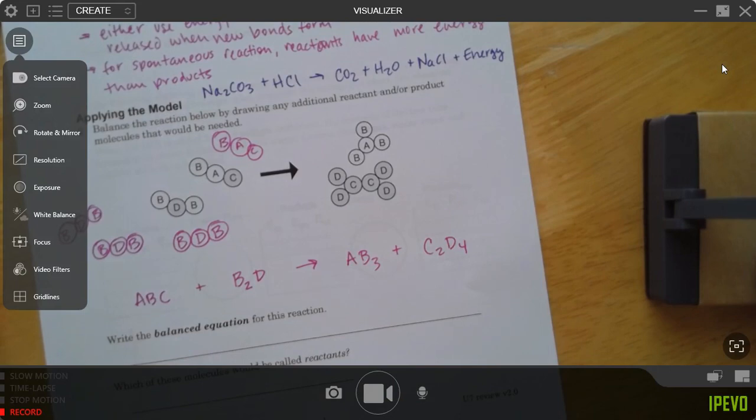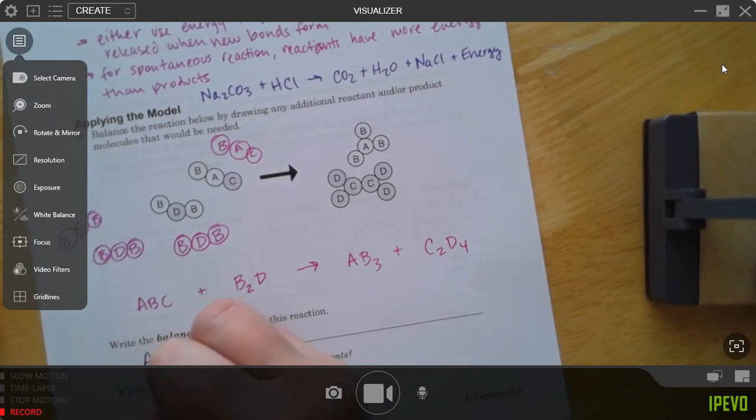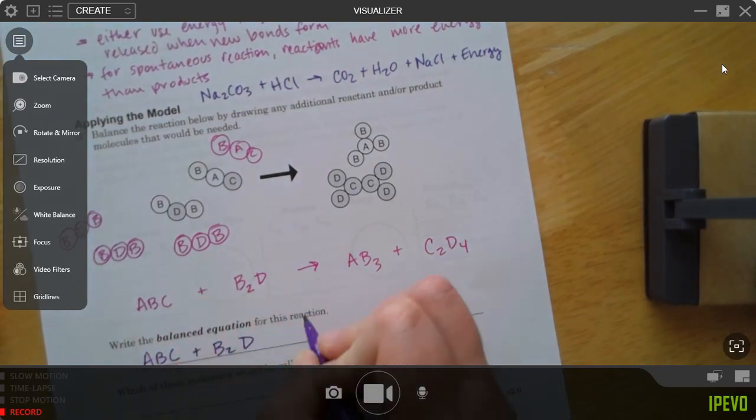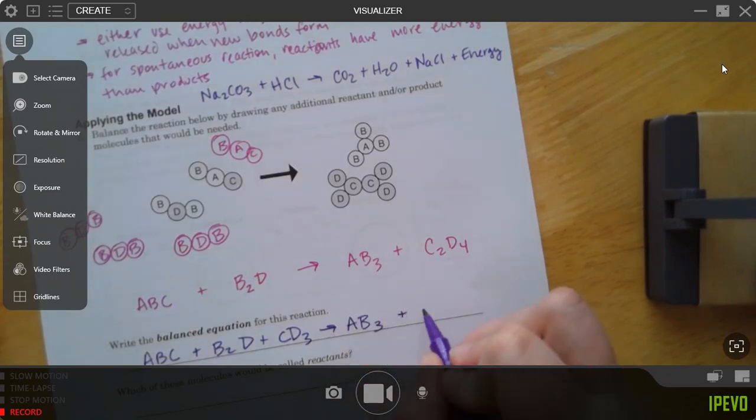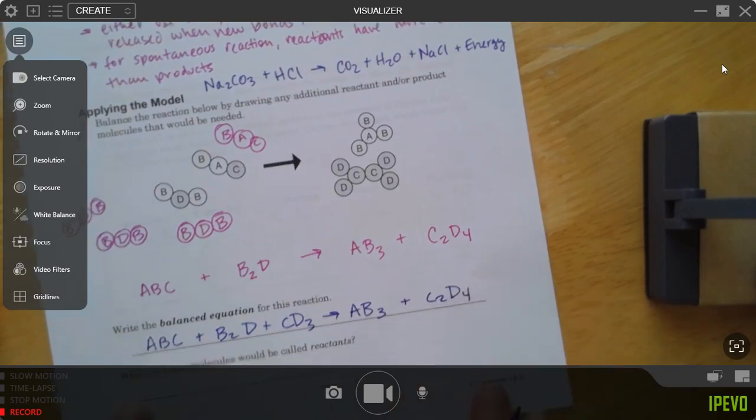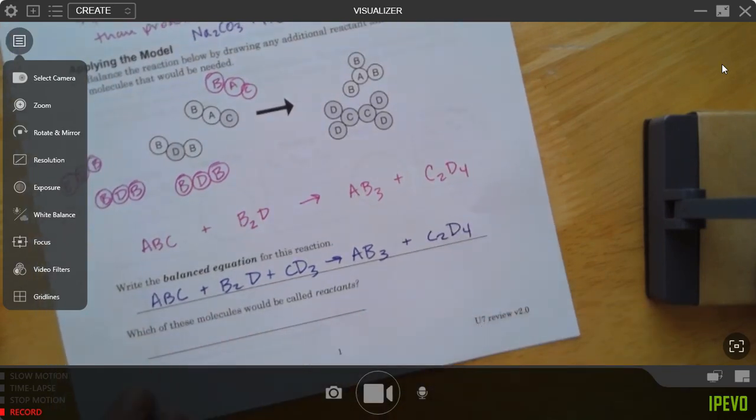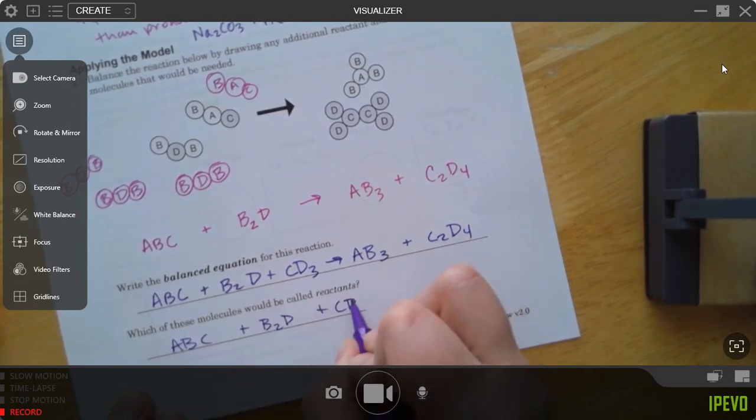So those of you who are on team invent a new molecule, it would look like this: ABC plus B2D plus the new molecule, which looks like this, CD3, yields AB3. It's not cubed. Don't say cubed. Which of these molecules will be called reactants? The ones on the tail end of the arrow. So that would be ABC plus B2D plus CD3. Maybe when I'm at my son's appointment this afternoon, I will figure out how to balance it. That would be exciting for me.